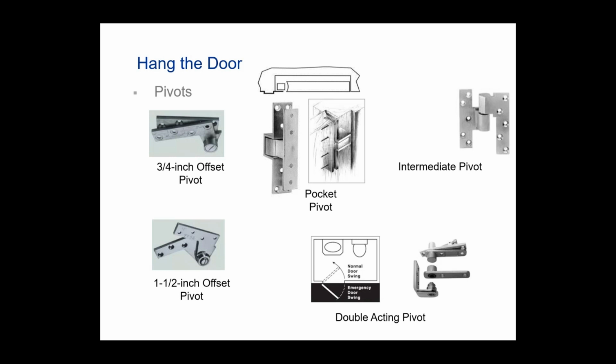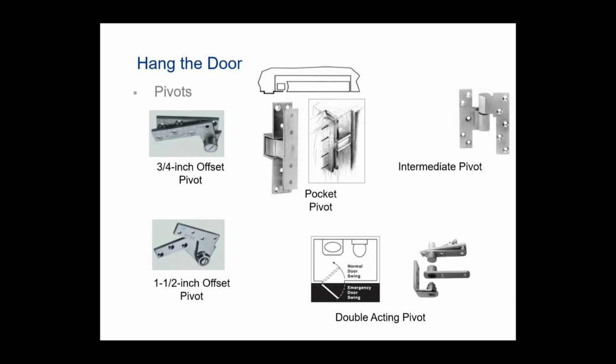But a 1.5-inch offset pivot is something a little bit different. What it does is it offsets the pivot. So once the door is closed, it looks just like a normal hinge would look. But whenever the door opens, it's offset 1.5 inches.